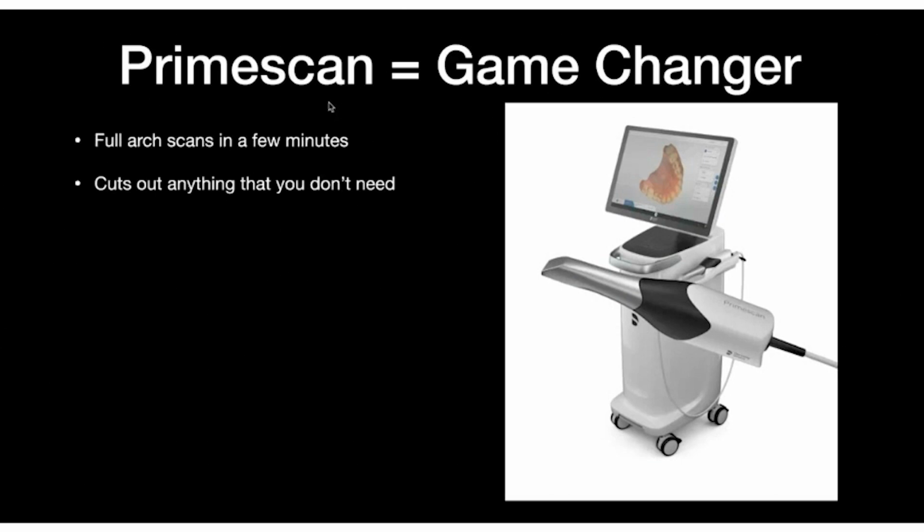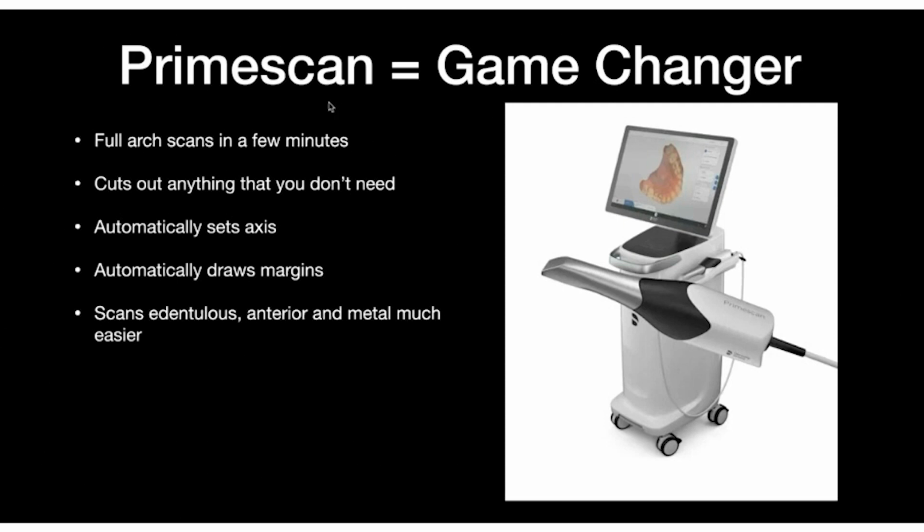I have used other scanners to try to do full arch. It takes forever, and it collects so much data if it's not cutting out the cheek and tongue. It's almost like the Primescan knows what's important, so it cuts out everything else, and then you don't have it slowed down because it has too much data. If you are doing CAD/CAM, it automatically sets the axis and draws the margin. With the surgeries I do need to get the palate. You don't for oral appliances unless you're doing an edentulous arch, but it's amazing how it scans edentulous.